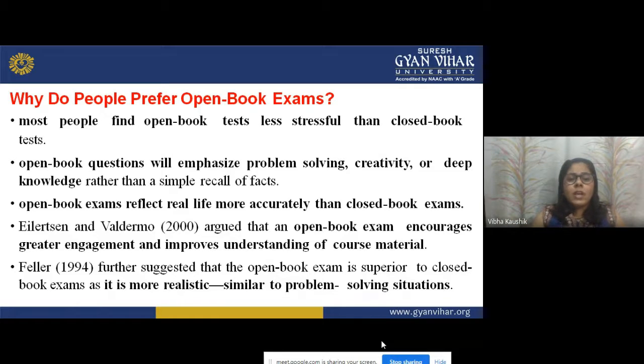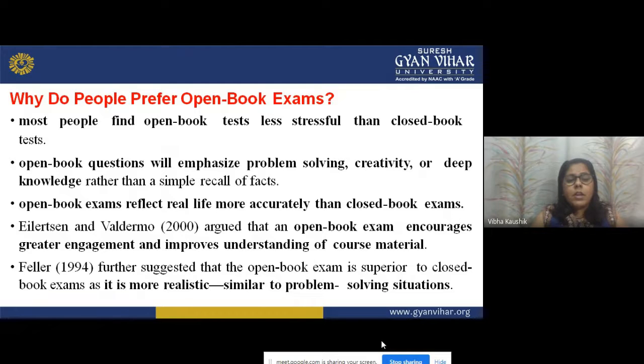Open book questions can emphasize problem solving, means it gives importance to those questions which are framed on problem solving, creativity, or deep knowledge rather than simple recall of facts, rather than memorization or recalling of the facts. Open book exams reflect real life more accurately than closed book exams. Means they are giving more reflection of real life than the closed book exams.